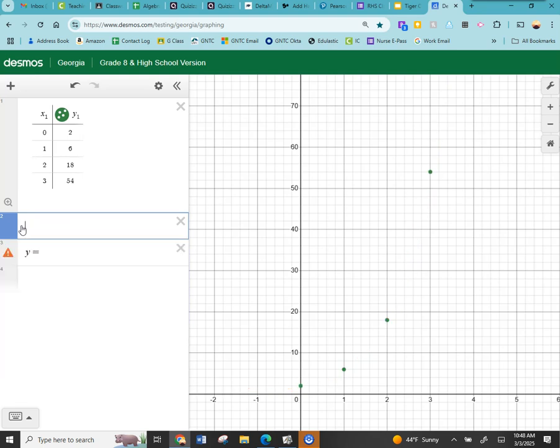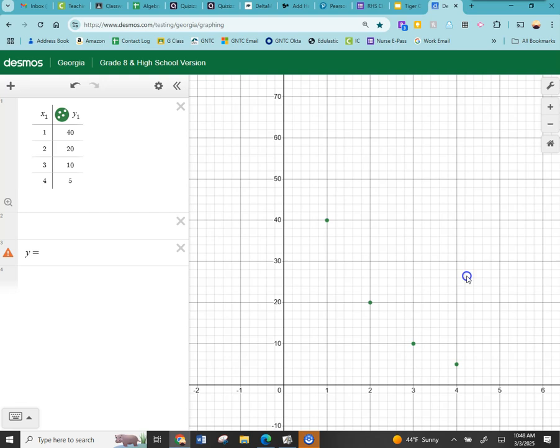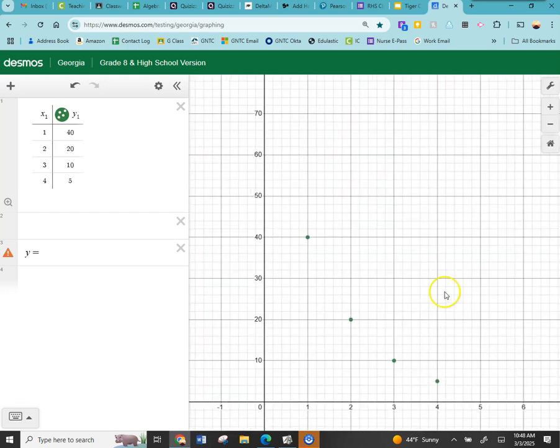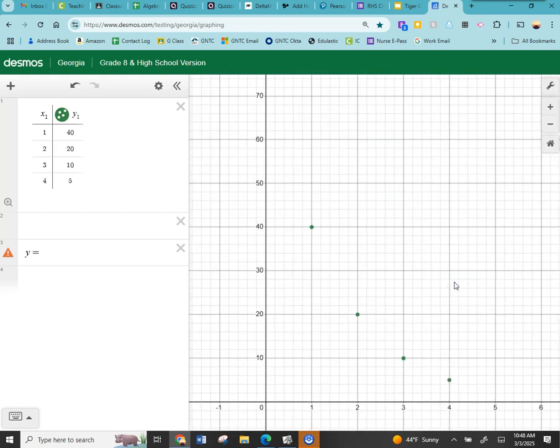So I would take this out and I'd come up here and then clean this. What is it, 1 and 40? 2 and 20? All right. We don't have to adjust our graph much because we can already see there's a curve. Now you're going to tell Desmos, yes.